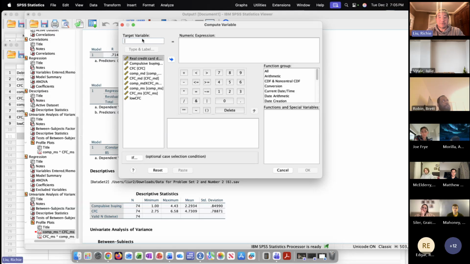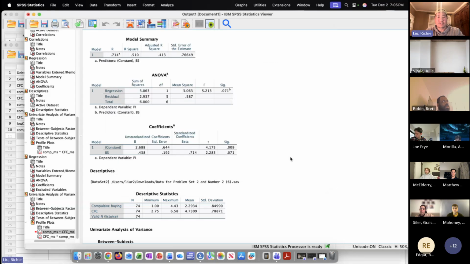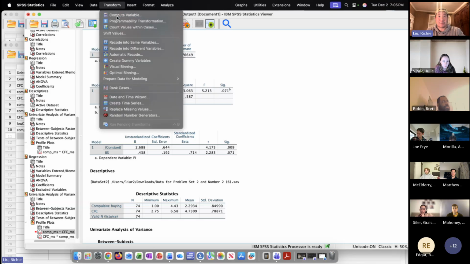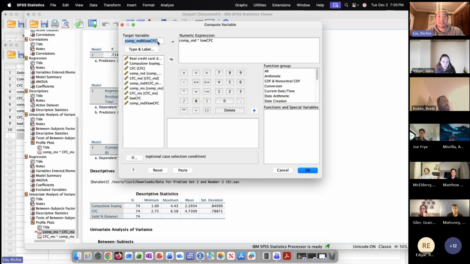So I'm going to create a variable for comp mean deviated times the low CFC, times my new low CFC. Okay, that's the new interaction for the simple slope test. I have to create two sets of variables for the high slope as well. I'm going to go ahead and create a new high CFC slope.